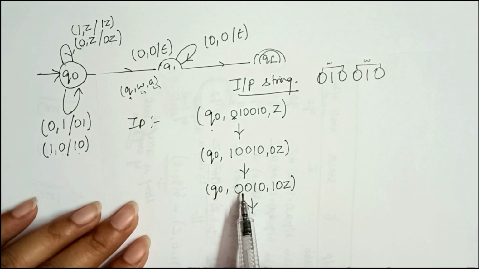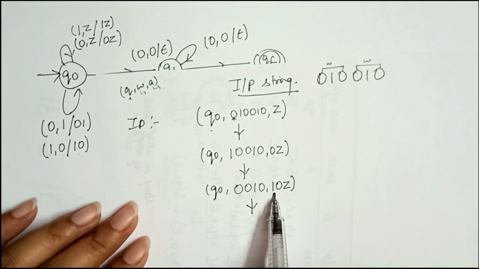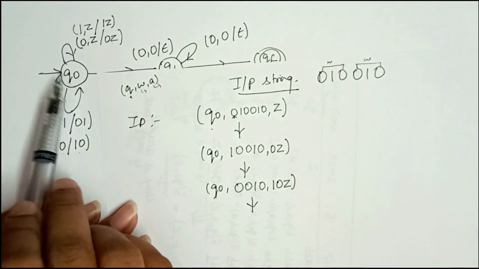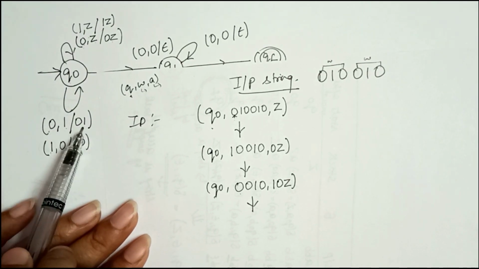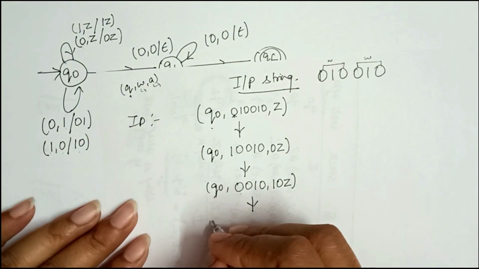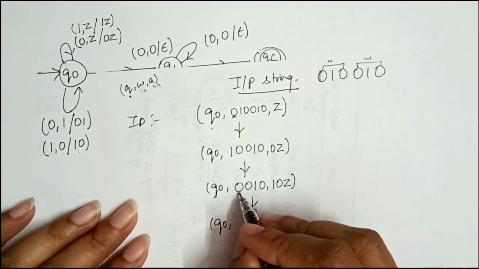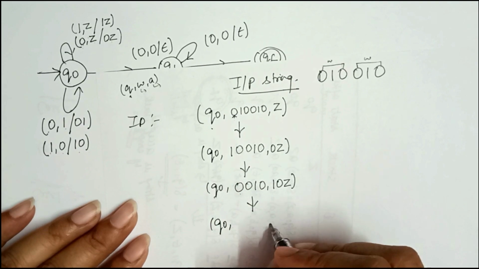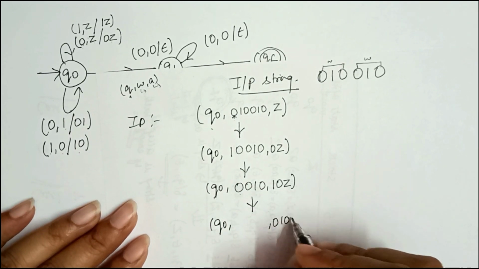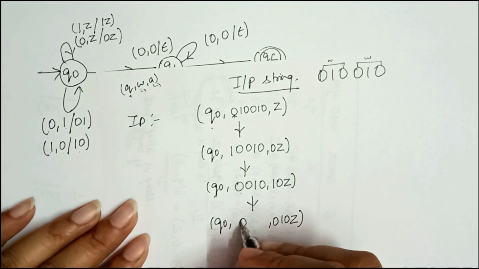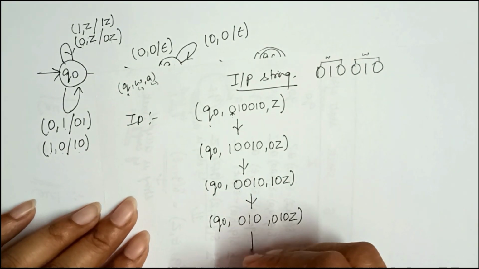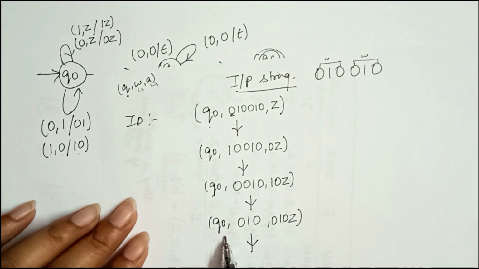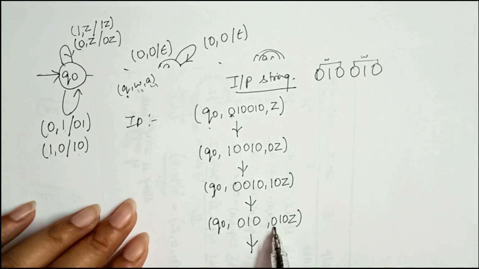Now we are in the Q0 state, the input symbol is 0 and the top of the stack is 1. So in the Q0 state, if the input symbol is 0 and the top of the stack is 1, we push this 0 onto the stack and remain in the same state, Q0. This 0 is pushed onto the stack, so it becomes 0 1 0 Z, and the remaining input is 0 1 0. Now next, we are in the Q0 state, the input symbol is 0 and the top of the stack again is 0.